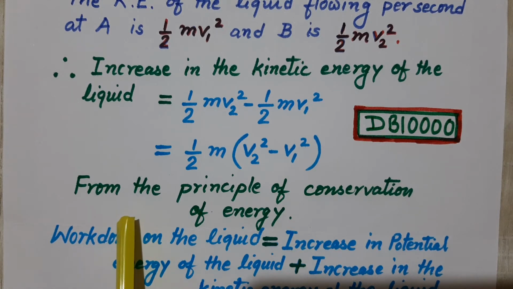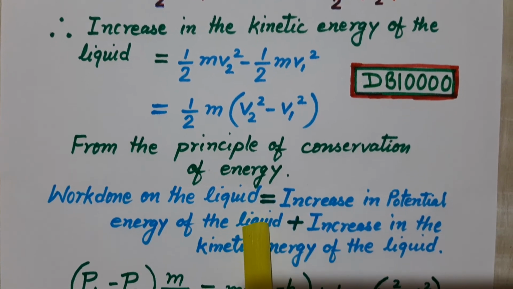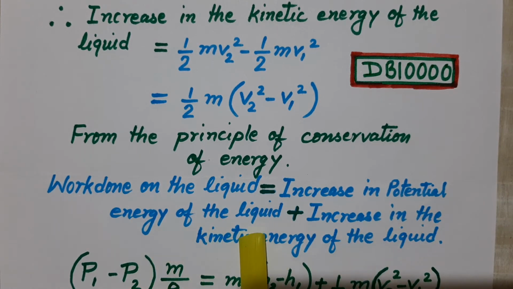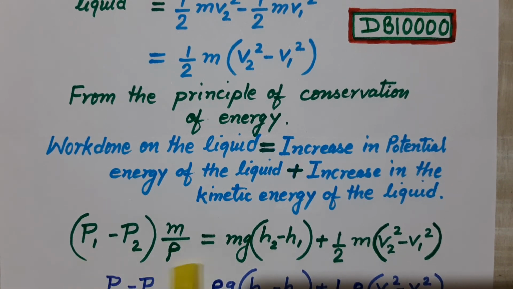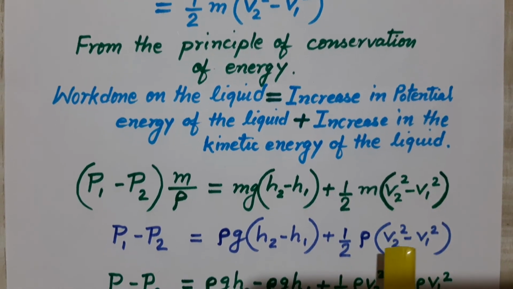From the principle of conservation of energy, work done on the liquid is equal to increase in potential energy of the liquid plus increase in the kinetic energy of the liquid. Then this is the work done. This is the work done. This is increase in potential energy and this is increase in kinetic energy.